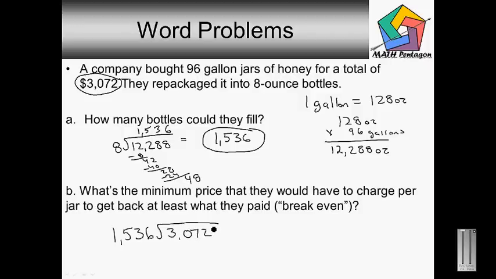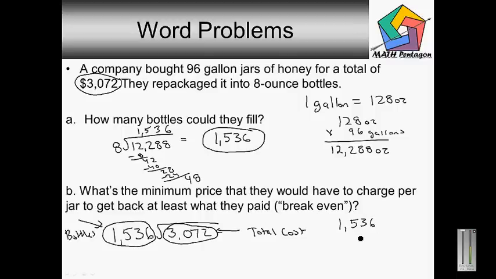The $3,072 is the total cost, and this is how many 8-ounce bottles we have. So this is bottles, and now the goal is to find how much it costs for each 8-ounce bottle. So we basically divide, and it goes in evenly actually.